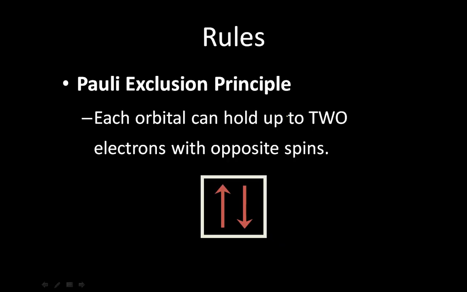Rule number 2 is the Pauli exclusion principle. This rule says that each orbital can only hold up to 2 electrons, but they have to be spinning in opposite directions. You could kind of think of it like a top spinning clockwise or counterclockwise, but we'll show each electron as an arrow. So this is an electron. This one's spinning up, this one's spinning down.